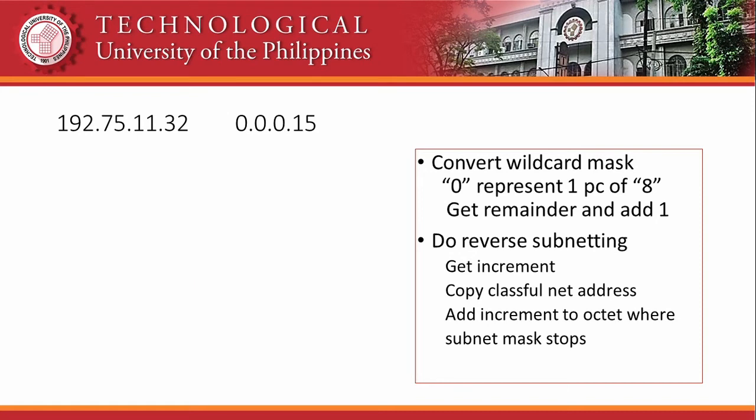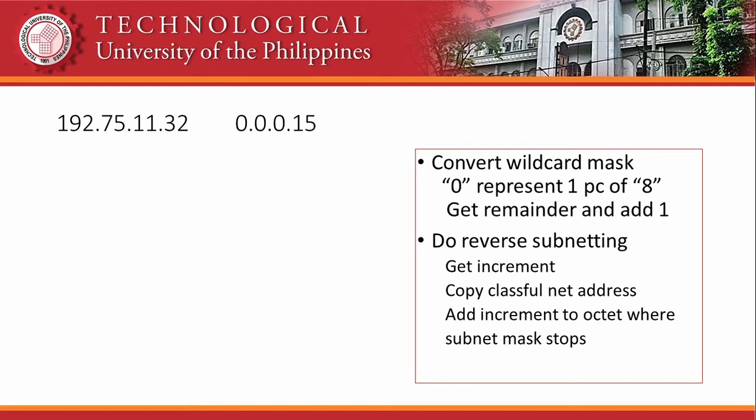Sa access list, may ganitong klaseng configuration. Bibigyan ka ng command tapos ang itatanong ano-anong network or IP addresses yung maaapektuhan ng access list na yon. Take note, yung access list na yon ay ginagamit sa security configuration kung saan pwede sila mag-allow or mag-deny ng certain addresses na maka-access.